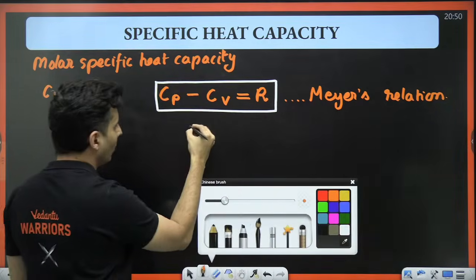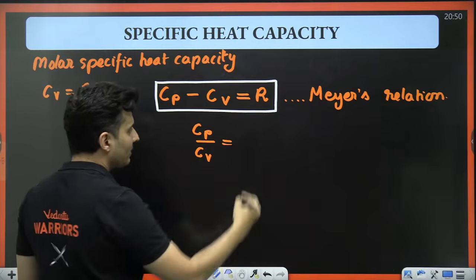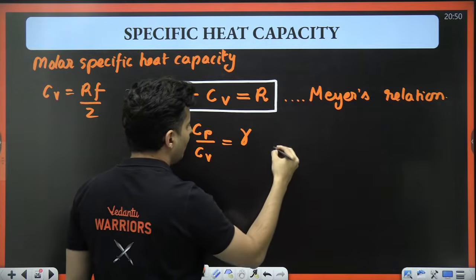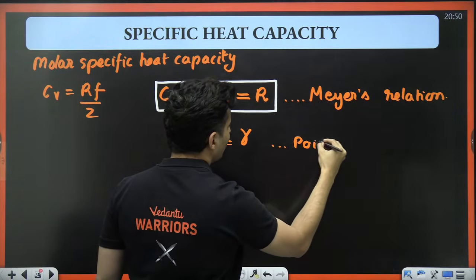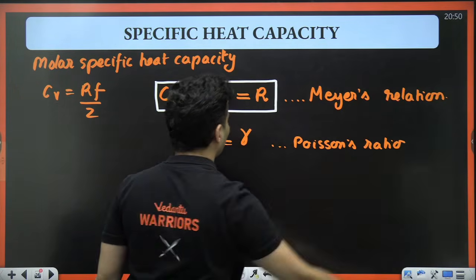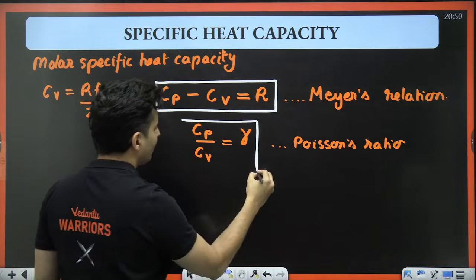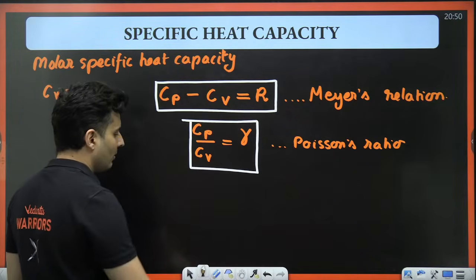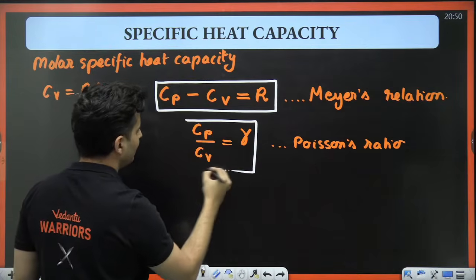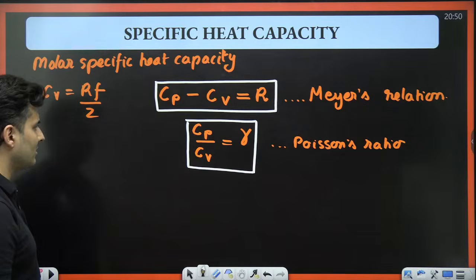Also, you should know the value of Cp by Cv. The value of Cp by Cv is gamma, which is also called your Poisson's ratio. Very, very important. Something which you should know. Cp by Cv is equal to gamma, that same gamma which you use in adiabatic processes.